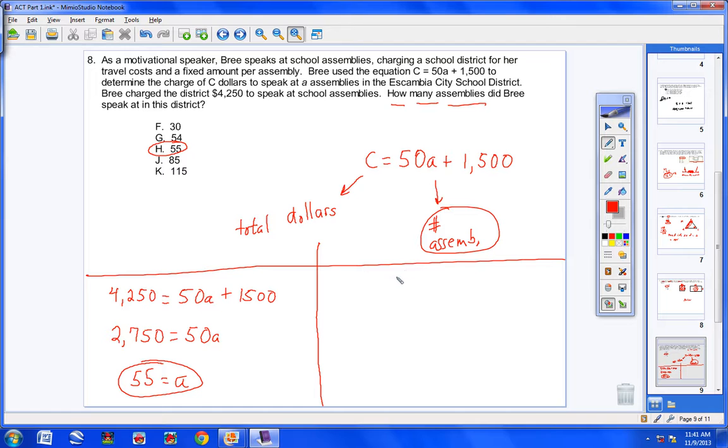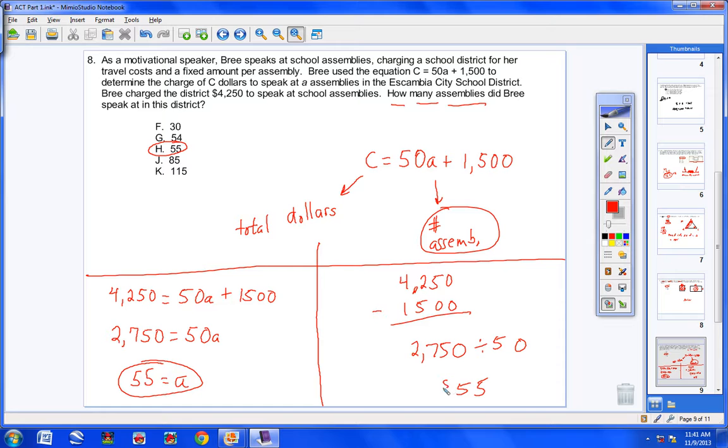You could just say this. Oh, this is so easy. They paid her 4,250. We know right off the bat she gets 1,500, so I'm going to subtract that out. When I subtract it out, I'm left with 2,750. And I know she charges 50 per assembly, so I'm going to divide it by 50, and when I do that, I get 55.